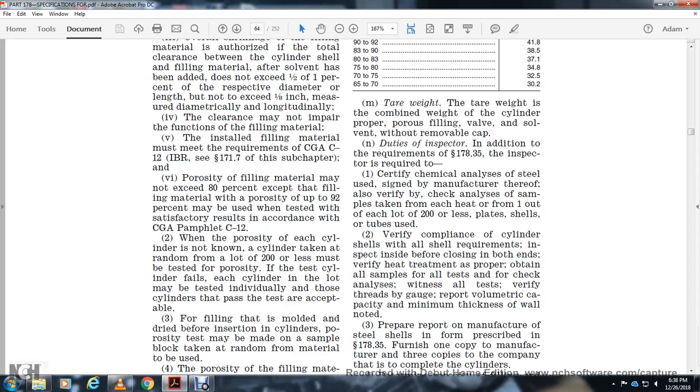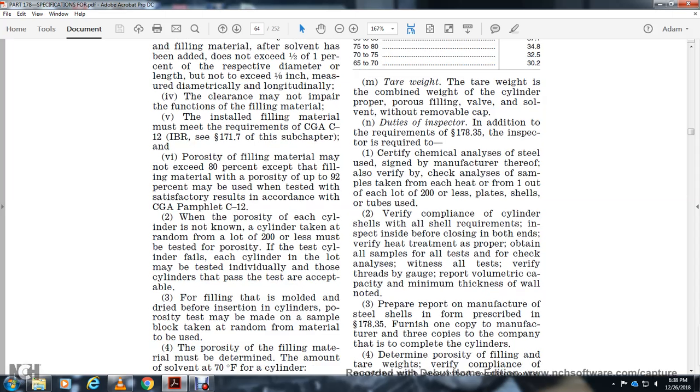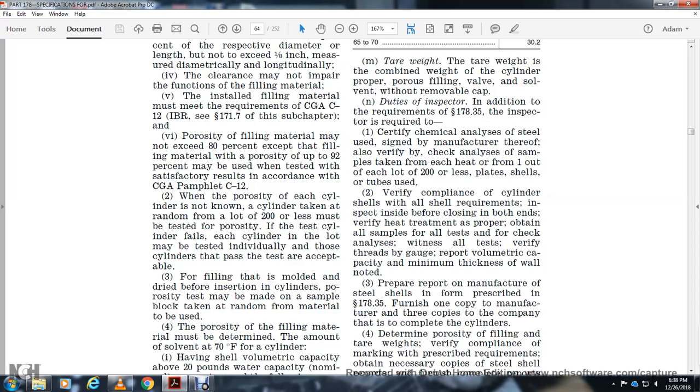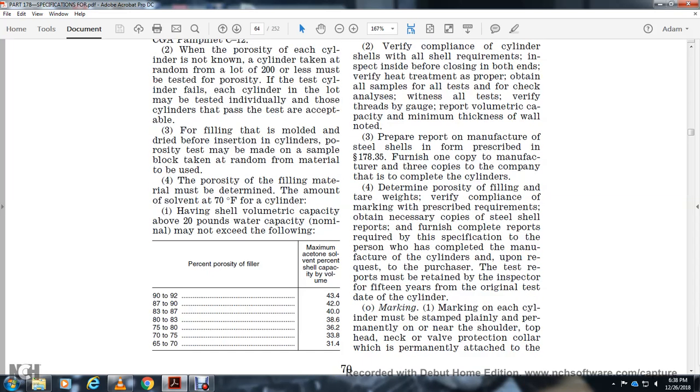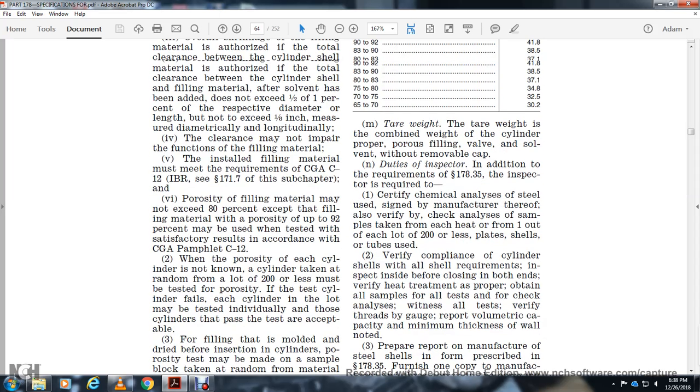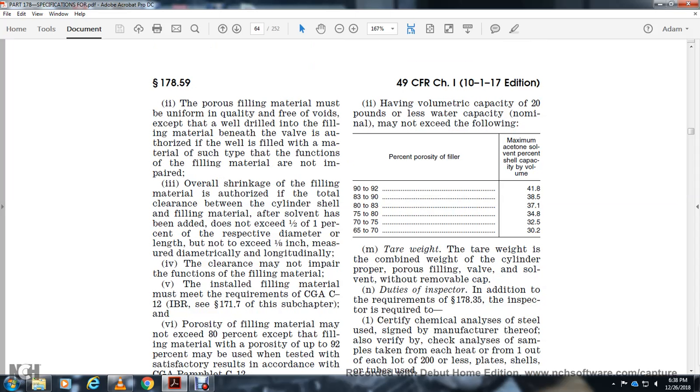The filling material must be molded and dried before insertion. Before inserting into the cylinder, the porosity test may be made with a sample block taken at random from the material to be used. The porosity of the filling material must be determined by the amount of solvent at 70 degrees Fahrenheit. For a cylinder having a volumetric capacity of more than 20 pounds water capacity, the nominal porosity may not exceed 50 percent, and the maximum acetylene and acetone solvent percent is shown by volume. For a cylinder having a volumetric capacity of 20 pounds or less of water capacity, the percent of porosity must not exceed the following, with the maximum acetone percent shown by volume.